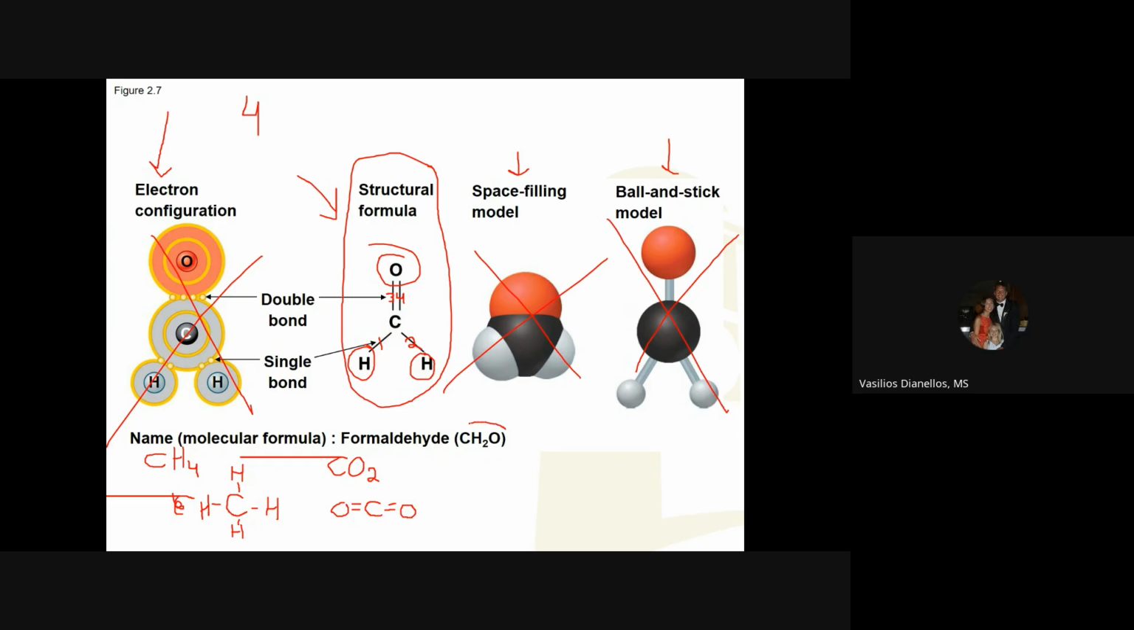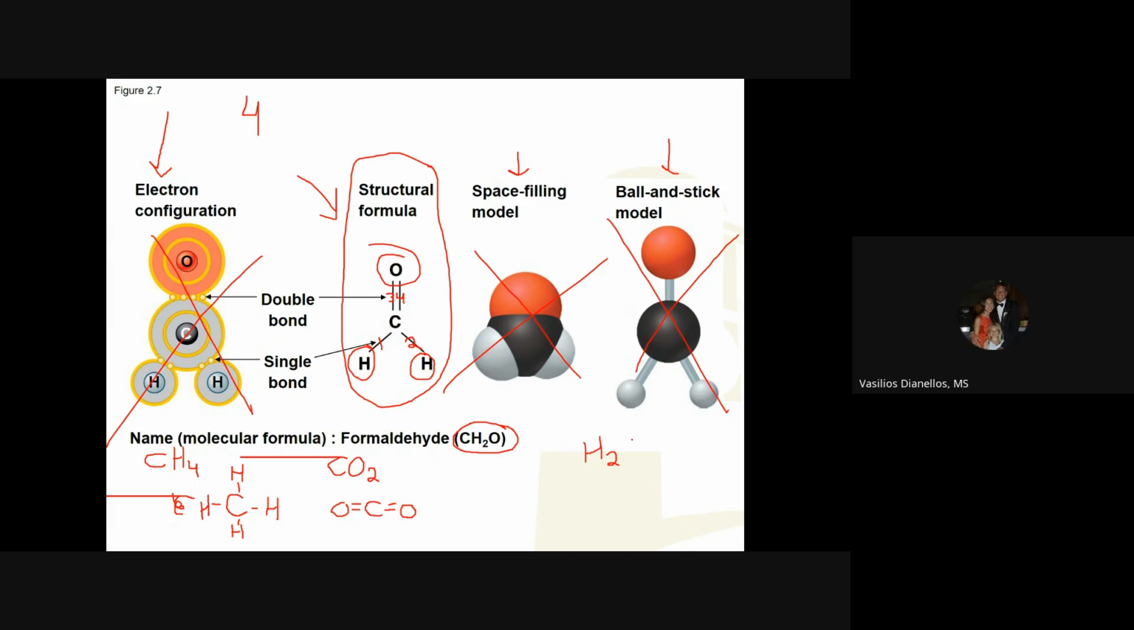And really quickly, even though I've hinted at it, I want to explicitly state this because you're going to need to know this for the lab. You can take the molecular formula, which is the letters and the numbers, and figure out how many of each atom it has, right? So CH2O, that means there's 1 carbon, 2 hydrogens, 1 oxygen. CH4, 1 carbon, 4 hydrogens. CO2, 1 carbon, 2 oxygens.